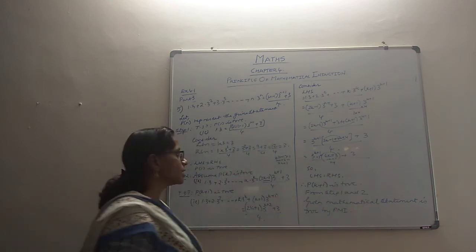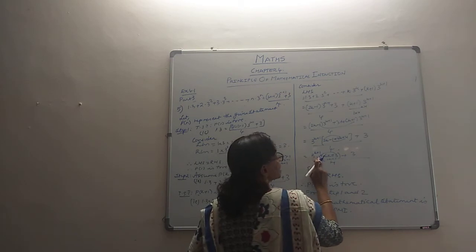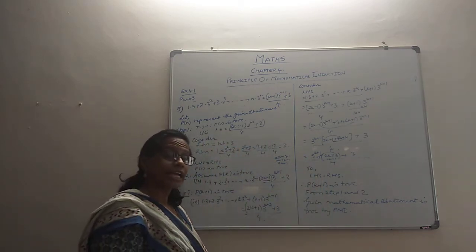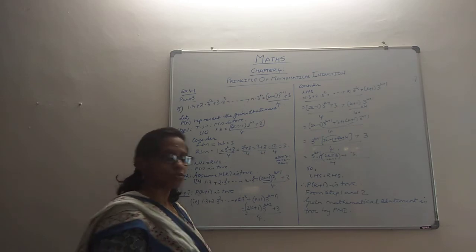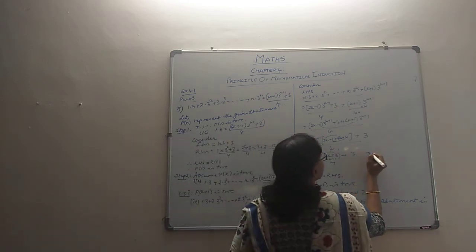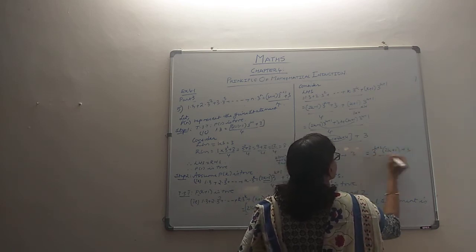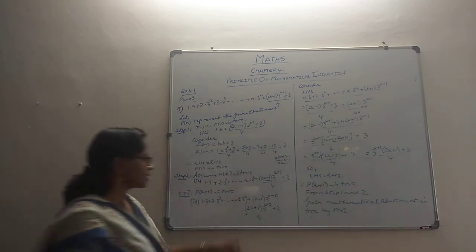If you take a 3 common, that 3 and this 3 are the same base, so the powers will get added up. A raised to m into a raised to n is a raised to m plus n. Like that, that will become 3 raised to k plus 2 times 2k plus 1 plus 3 by 4. And that is exactly our RHS.